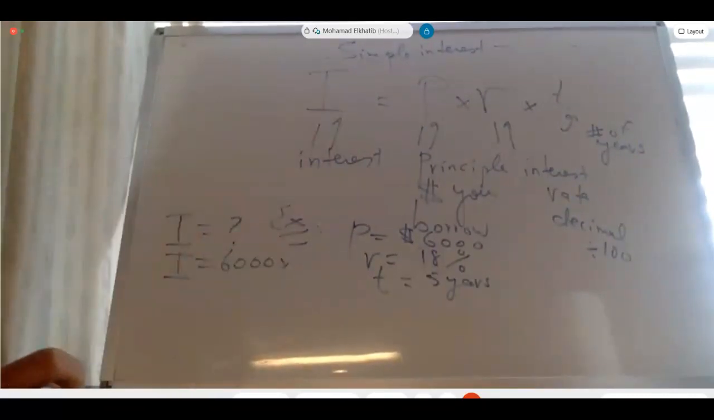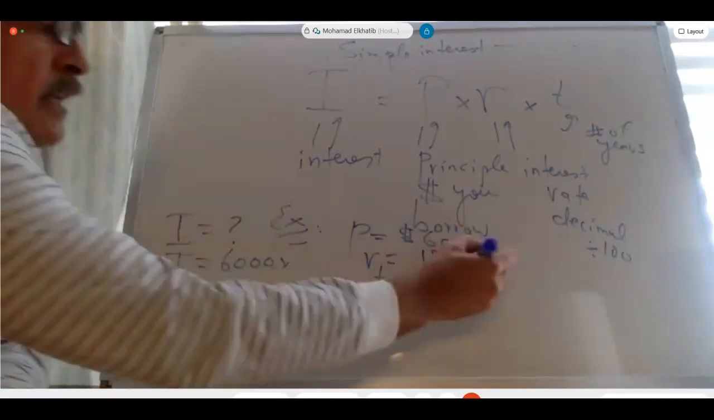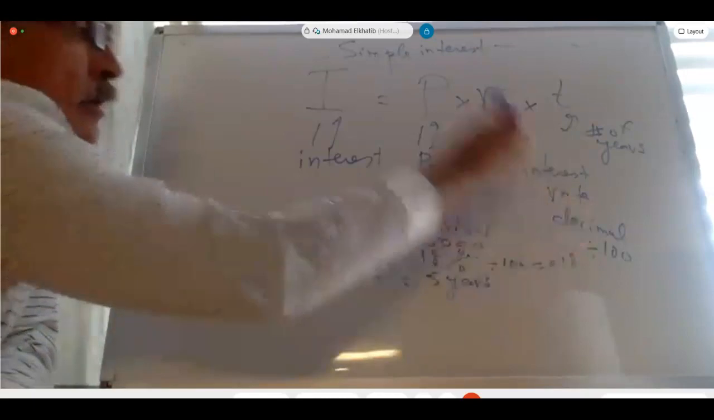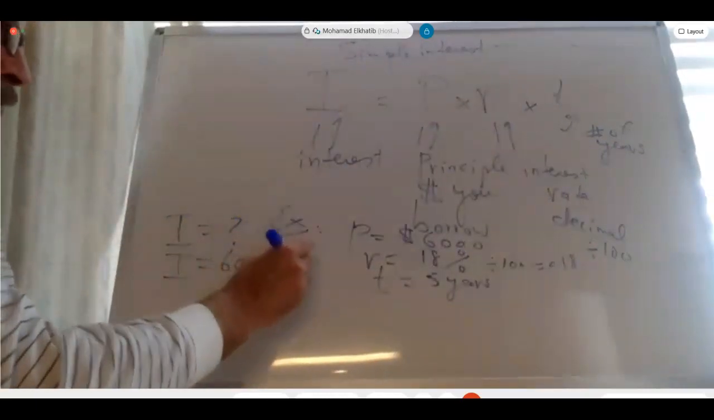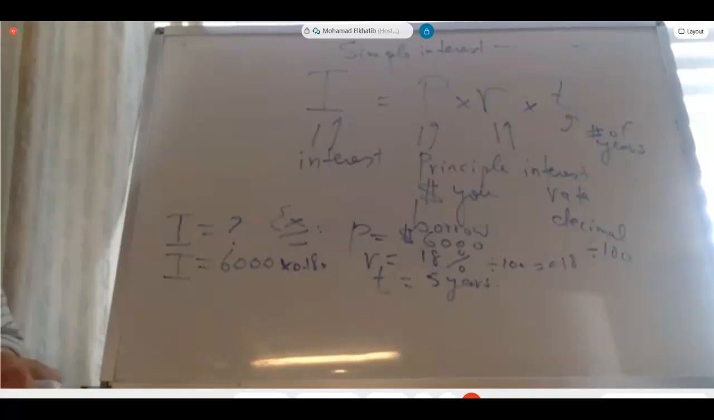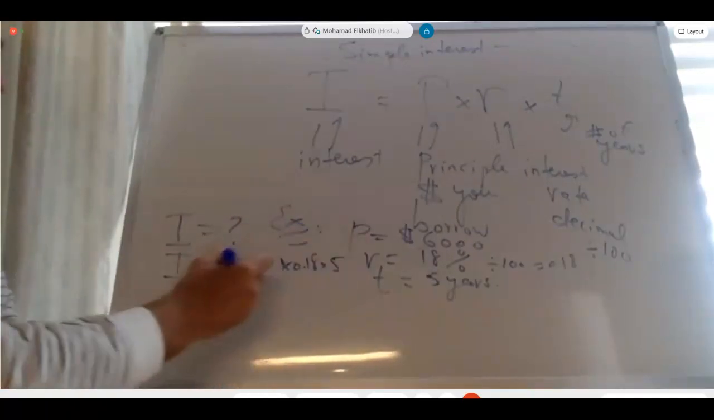R, what did I say R to be in decimal? It's 18%. To make it a decimal, you divide it by 100. So it becomes 0.18. And T is the years, they already gave you years, it'll be times 5.